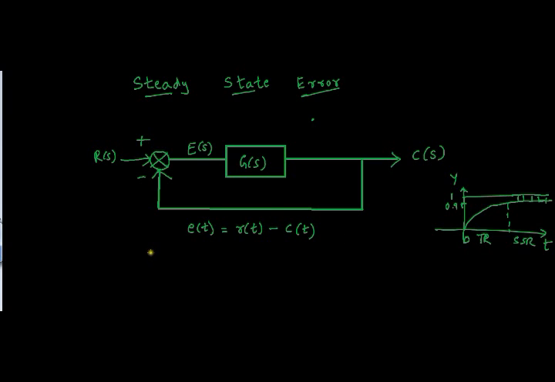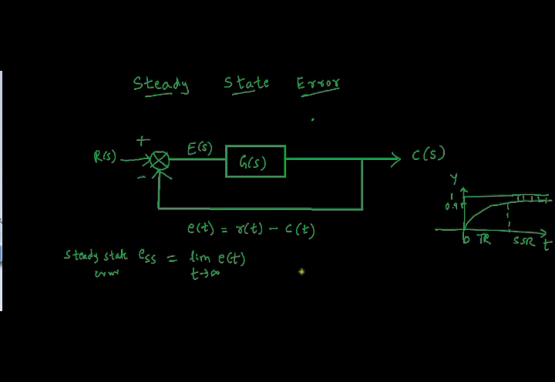So we need to define the steady state error now. We know there is a difference between input and output, so the steady state error is defined based on this. It is represented by e_ss, which is called the steady state error, equal to the limit of t tends to infinity of e of t, because this response goes on forever till infinity.